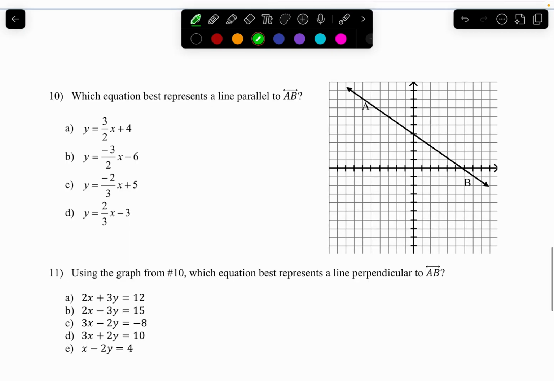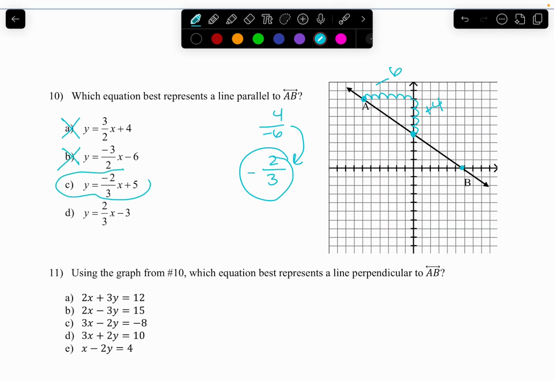All right, number 10 says, which equation best represents a line that is parallel to line AB? Well, in order for lines to be parallel, they have to have the same slope. So what I would like to do is first find the slope of this line. 1, 2, 3, 4. Oh, that's positive 4. 1, 2, 3, 4, 5, 6. -6. So this is a positive 4 over -6, which is the same thing as a -2/3. So C is going to represent a line that is parallel to line AB because parallel lines have the same slope.